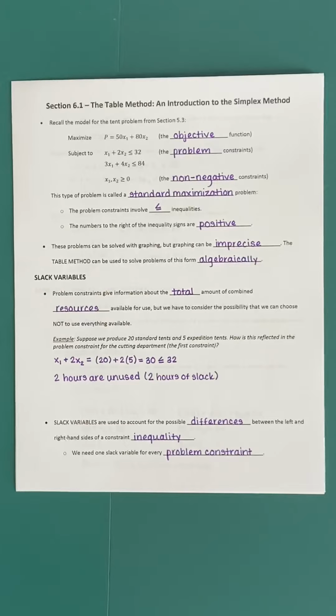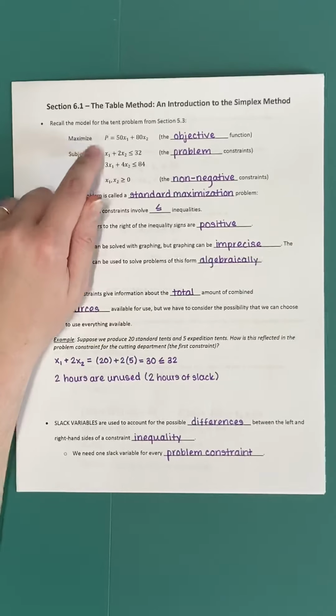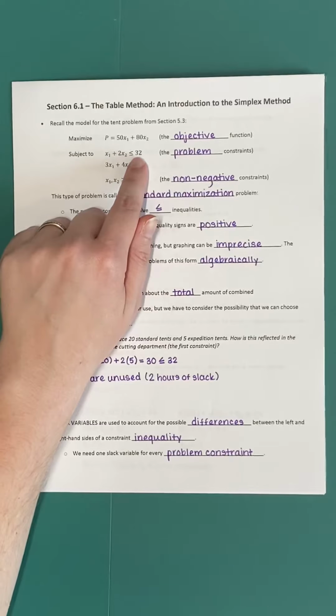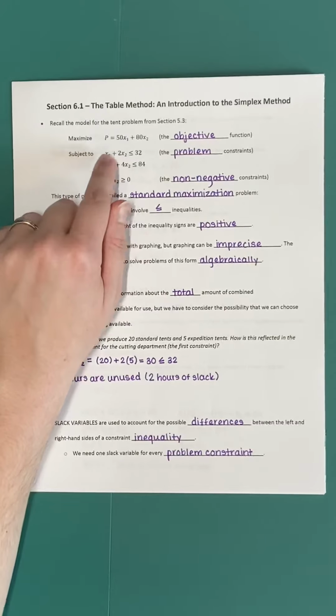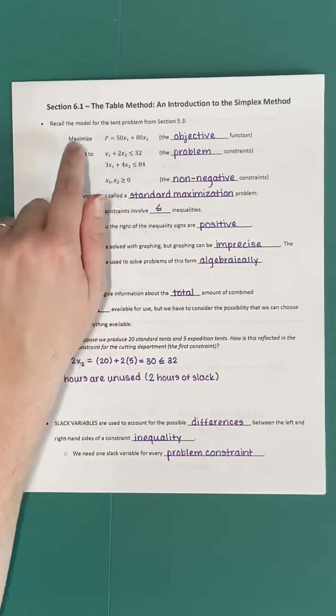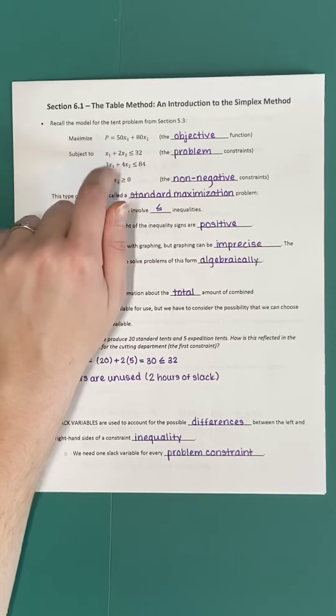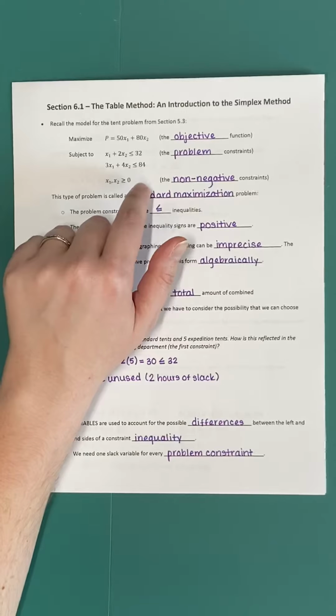So we're going to focus on the problem constraints for the time being. Keep in mind that problem constraints give information about the total amount of combined resources available for use. The first problem constraint told us we have 32 hours to use in the cutting department. The first type of tent takes 1 hour. The second type of tent takes 2 hours in cutting. And so the combined time we spend on each of these activities is limited by that maximum of 32 hours.